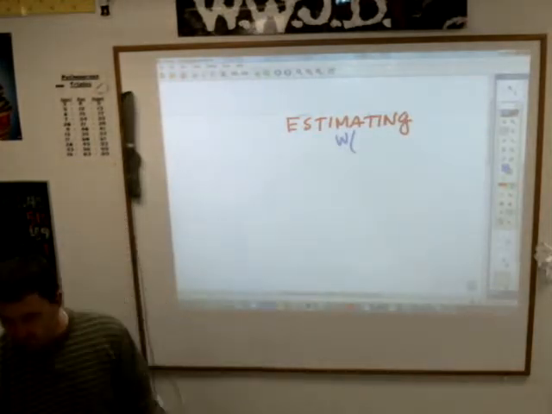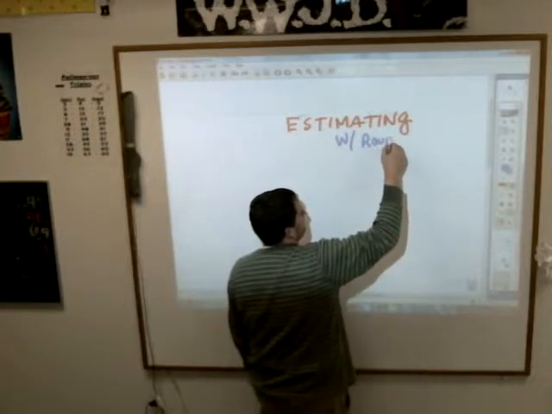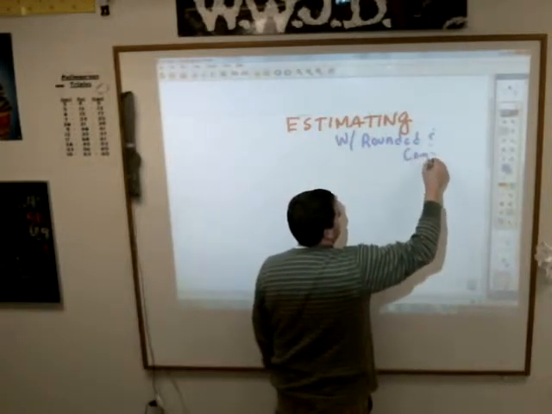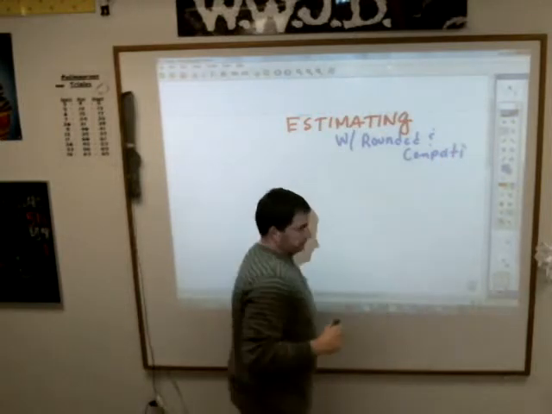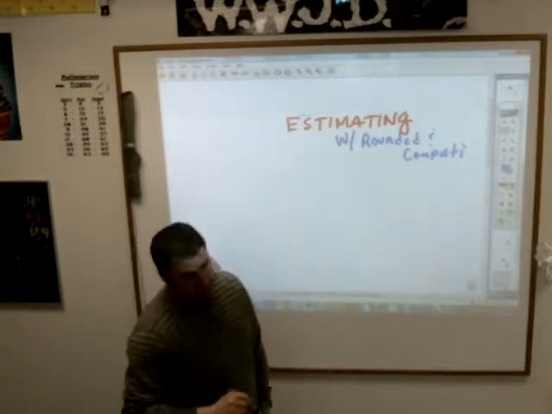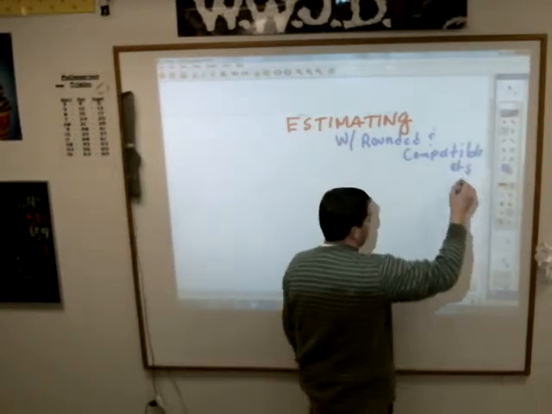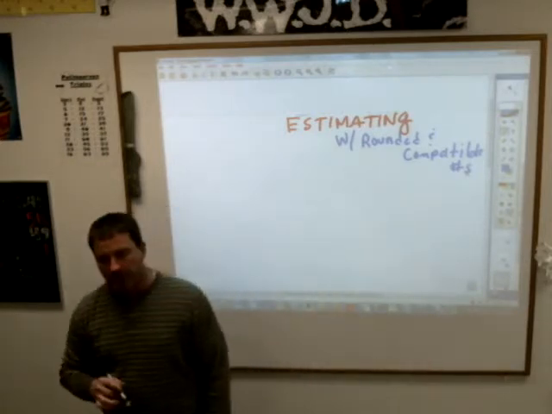With rounded and compatible numbers. Compatible. So sure I'm spelling that wrong. Yeah, compatible numbers. In other words, this, and you should enjoy it when the book says round using estimated numbers.